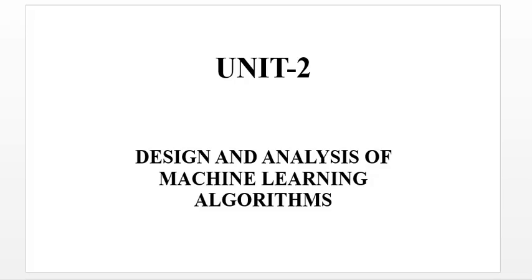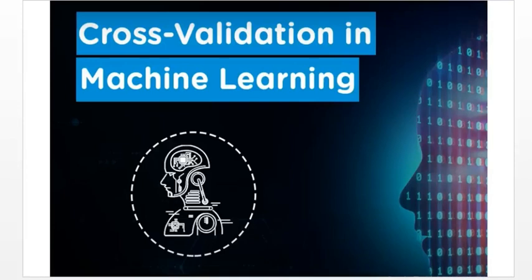Today we'll be starting off with Unit 2 of Design Analysis of Machine Learning Algorithms. Cross-validation in machine learning is a cornerstone for machine learning experiments. It ensures that our models are not just good at memorizing data, but are capable of generalizing to unseen data.